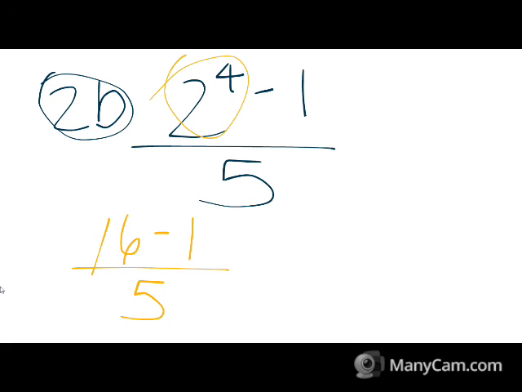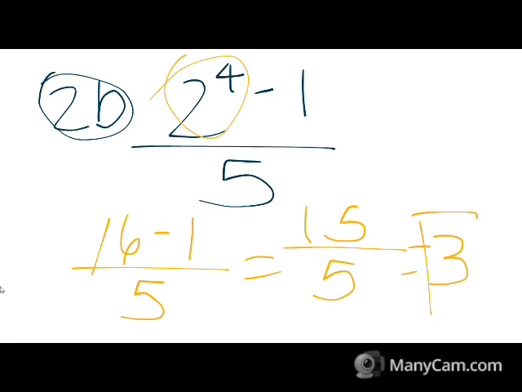So now we have to simplify what's on top first. 16 minus 1 is 15. Then we keep the 5. And 15 divided by 5 is 3. You always do what's on top before you divide.